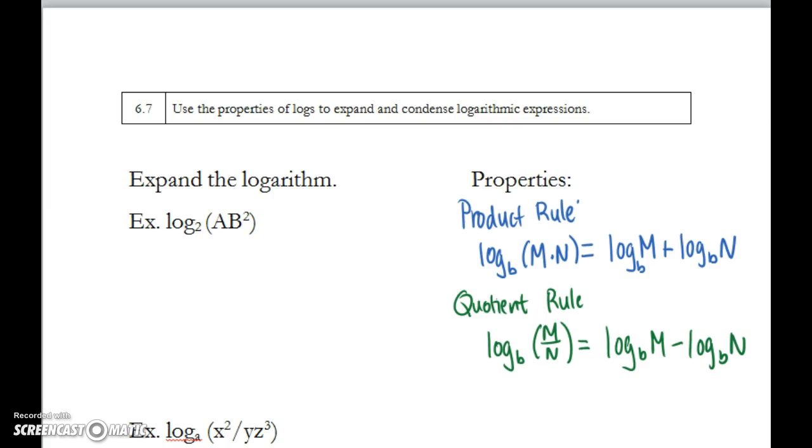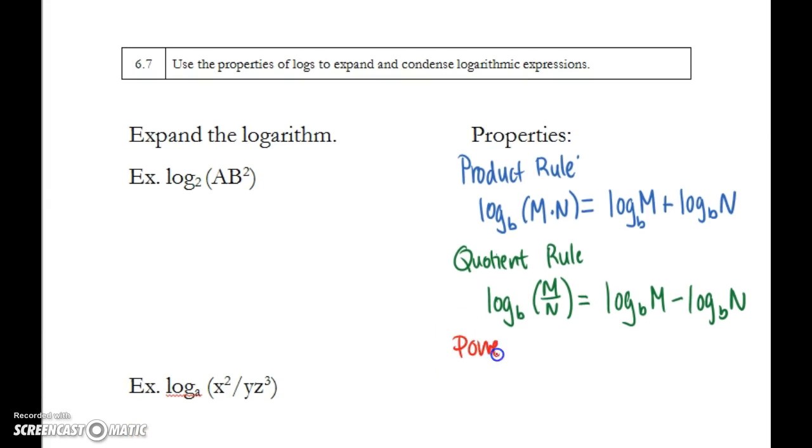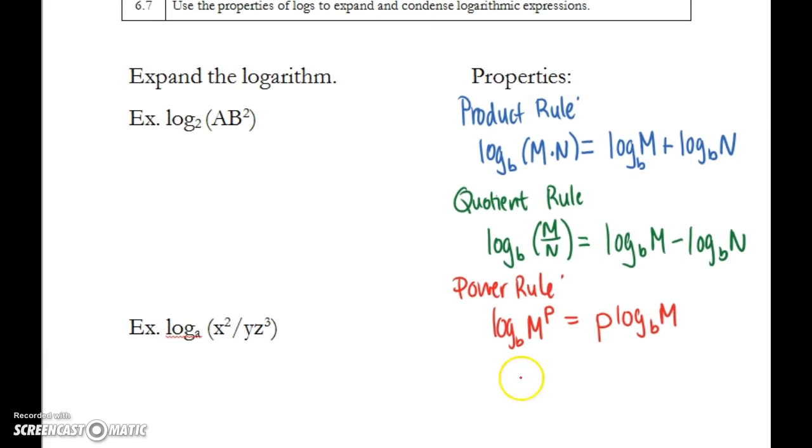And our third rule is the power rule. And the power rule says the following. Let's suppose we have log of any base of m to some power p. This power p can be brought over to the front as a coefficient. So this becomes p times log base b of m. So we have the product rule, the quotient rule, and the power rule. Everything on the left side here is in condensed form, and everything on the right side here is in expanded form.